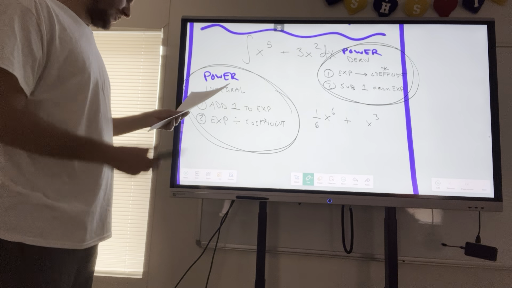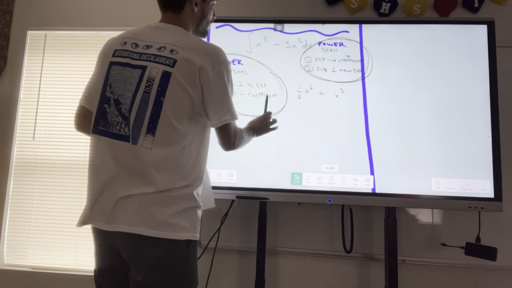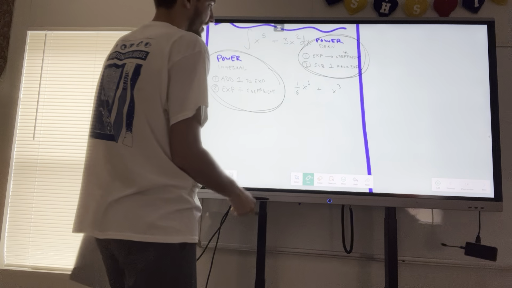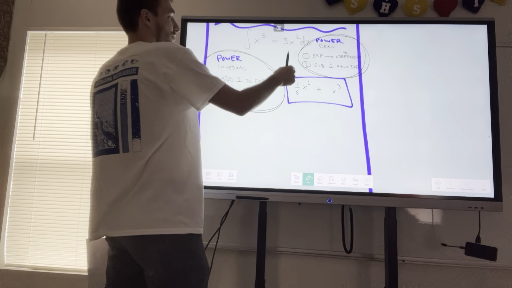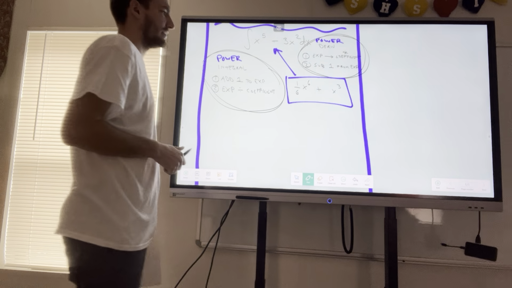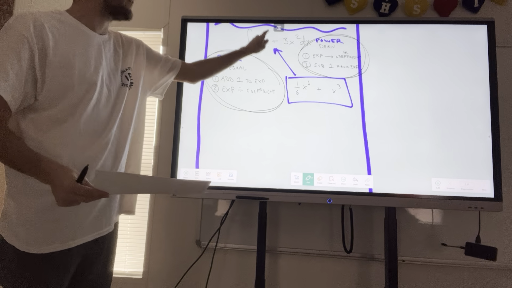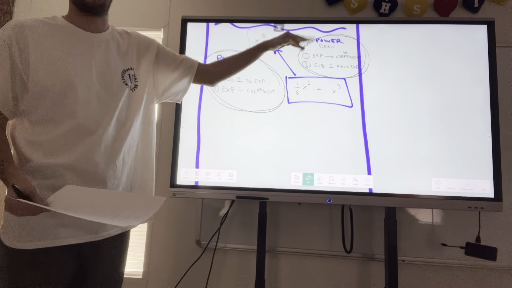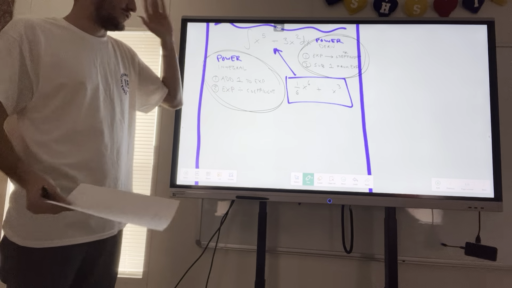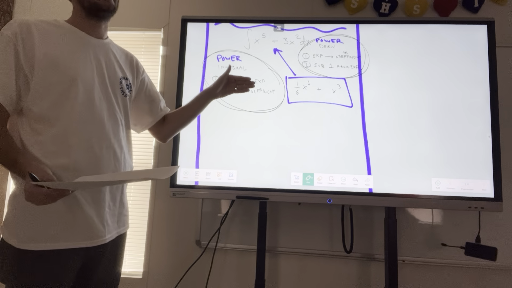Now there's one more thing going on here, though. This being the integral of that, I think everything's checking out so far. X to the power 5, plus 1, divided by 6, okay, nice. Plus 1 divided by 3, okay, nice. There's one funky thing about integrals. What is that?